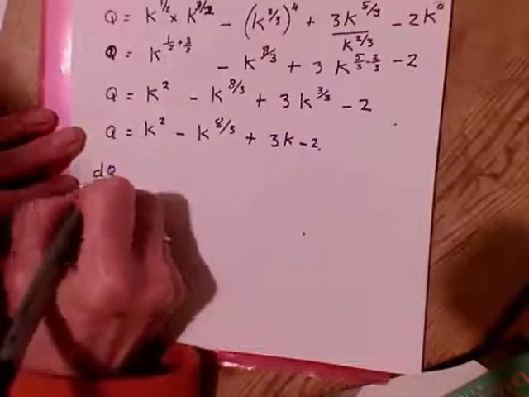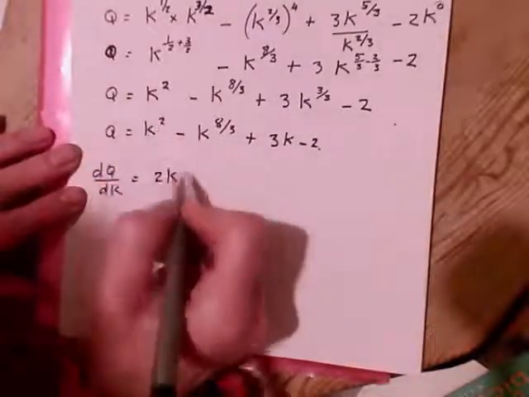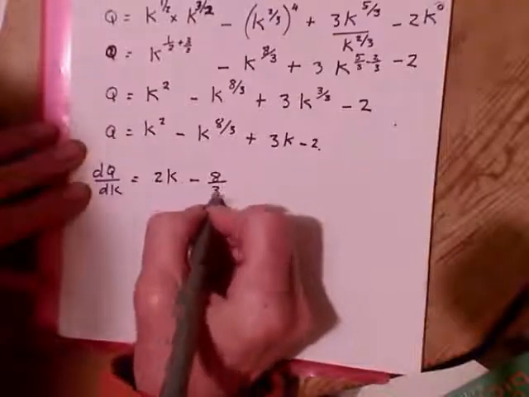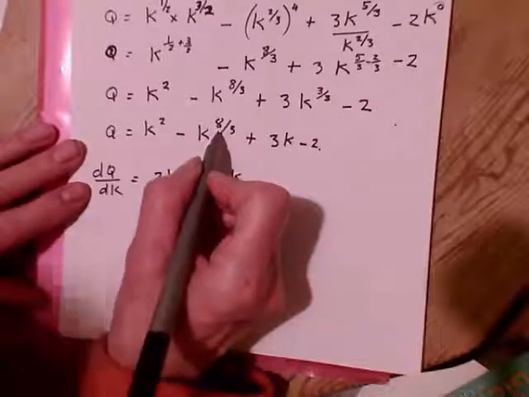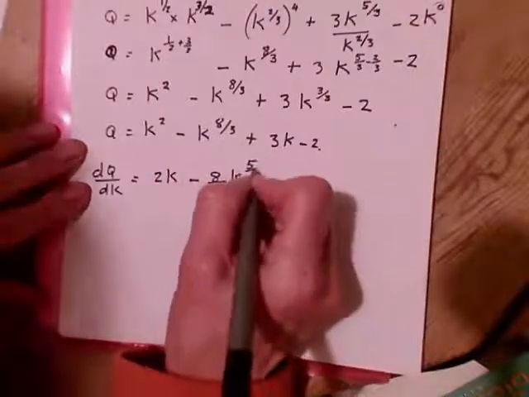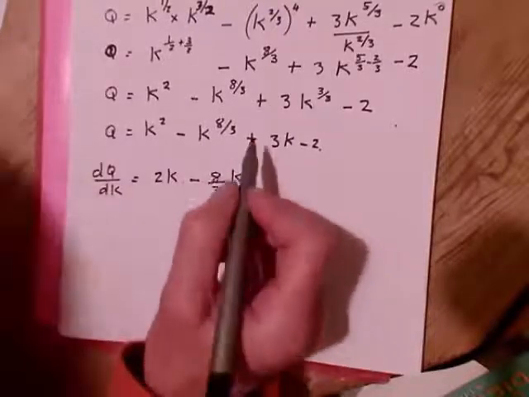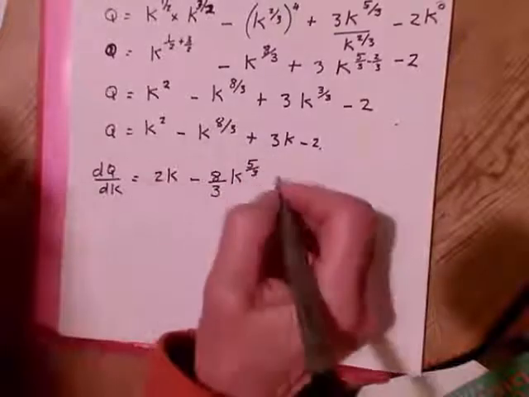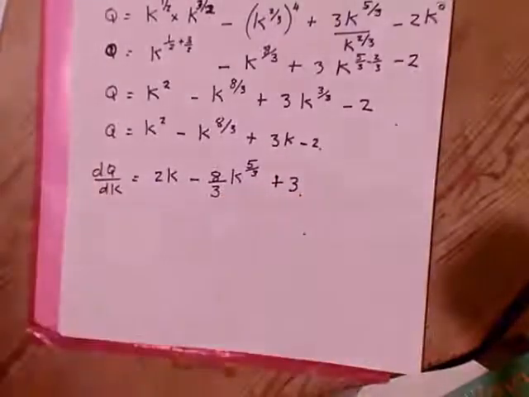So dq by dk equals 2k. The power now becomes 1, so we don't bother to write it, minus 8 over 3k. We have to drop that power by 1. So 8 over 3 minus 1 is 5 over 3, because 1 is the same as 3 over 3, and so we're subtracting 3 from 8, leaving 5. But if you're having trouble with fractions, do it on a calculator. Plus 3.